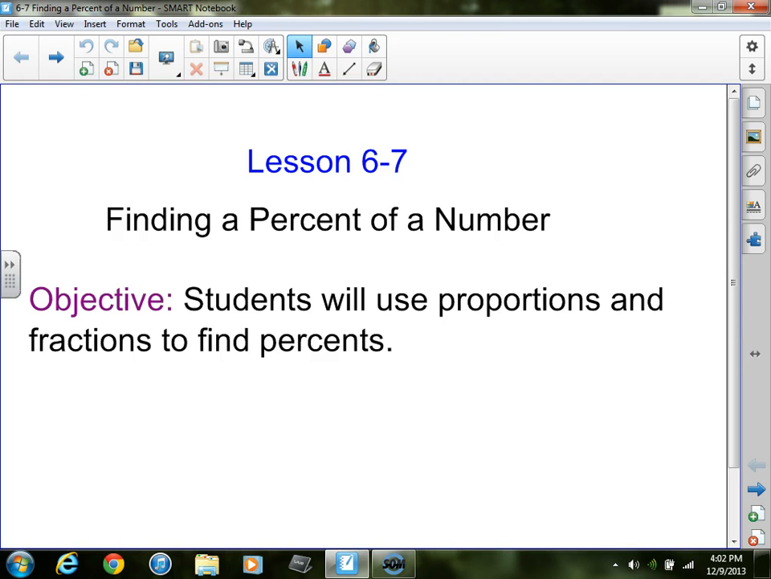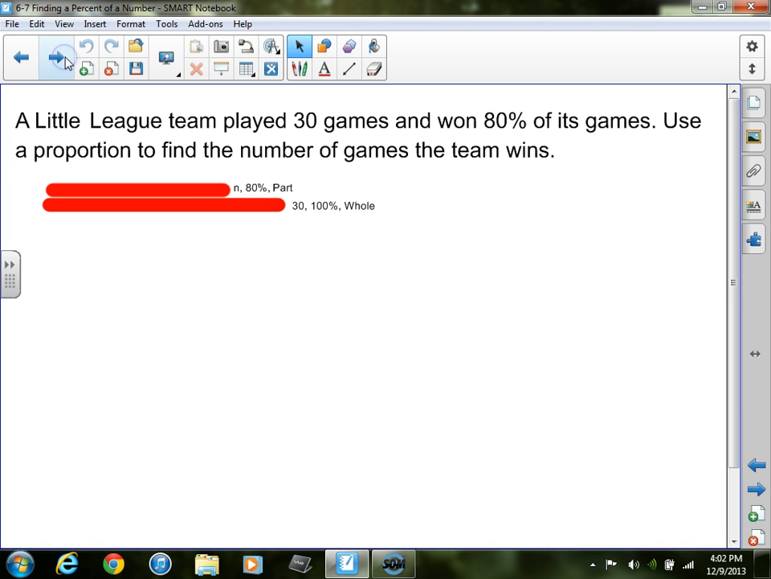Oftentimes we hear "25% of the students turned in their homework." Hopefully that's not the case. I want to see 100% of people turn in the homework, but that's an example. 25% of students did this. Well, how many students did that? Today we are going to find out how to figure that out.